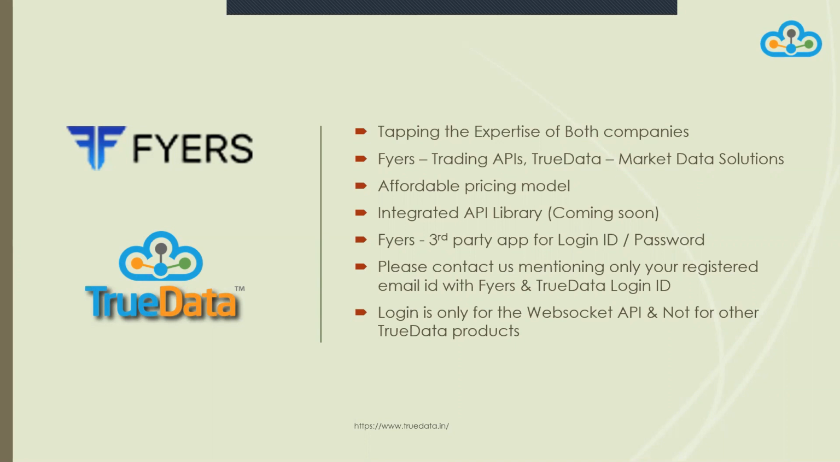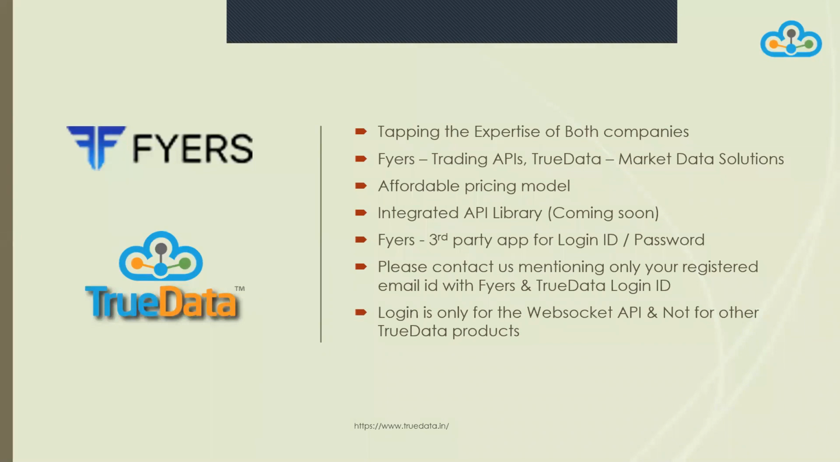And we will be soon also coming up with an integrated API library for Python users, which will also map the symbols of TrueData with Fyers automatically. So you would not have to work on that at all. Currently, the option symbols may not be mapped because we have come up with a new system to make it easy for you to add options.